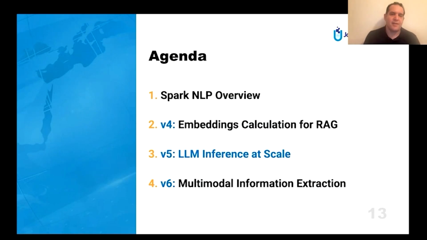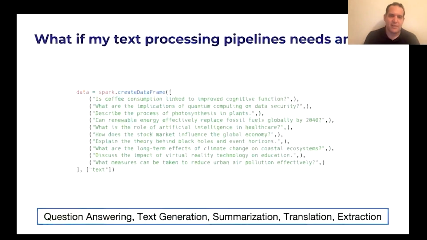The second use case where the library is relevant is when you're trying to do batch inference at scale and need an LLM. So let's say you have a data set like the one on the slide here. So you have text, but you don't have 10 rows.